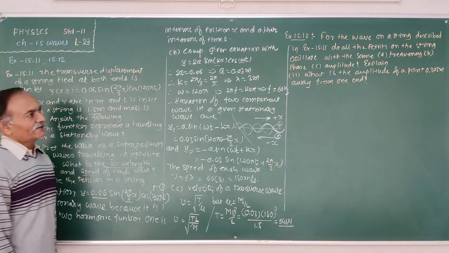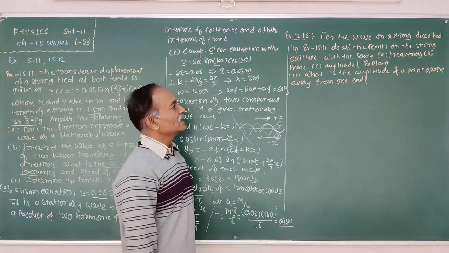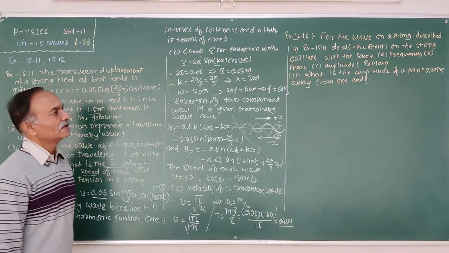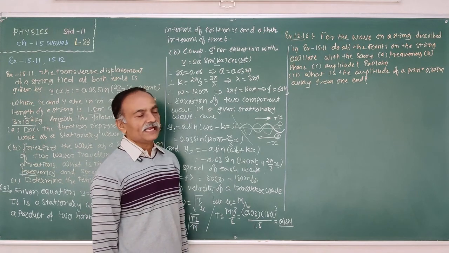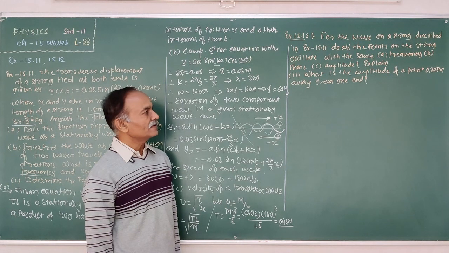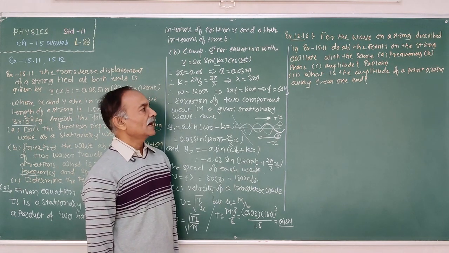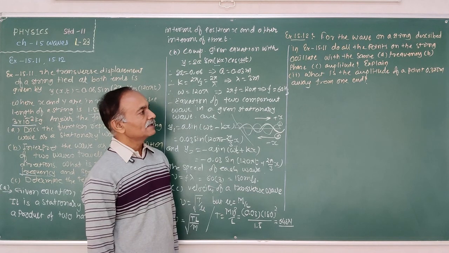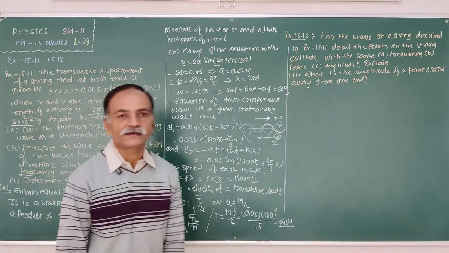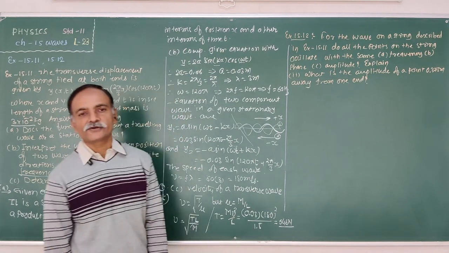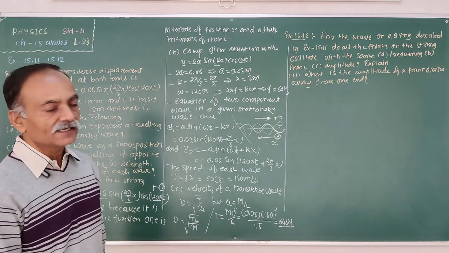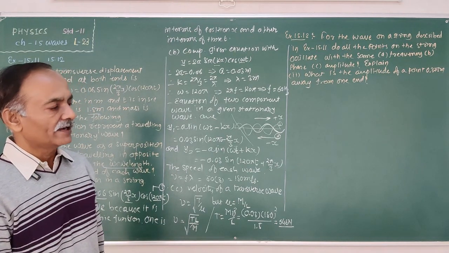Now the next, 15.12. For the wave on a string described in example 15.11, do all the points of the string oscillate with the same frequency, phase, and amplitude? Explain it. And what is the amplitude of a point at a distance of 0.375 meters from one end? We have to also find out the amplitude of a point located at a distance of 0.375 meters from the origin, the one end.